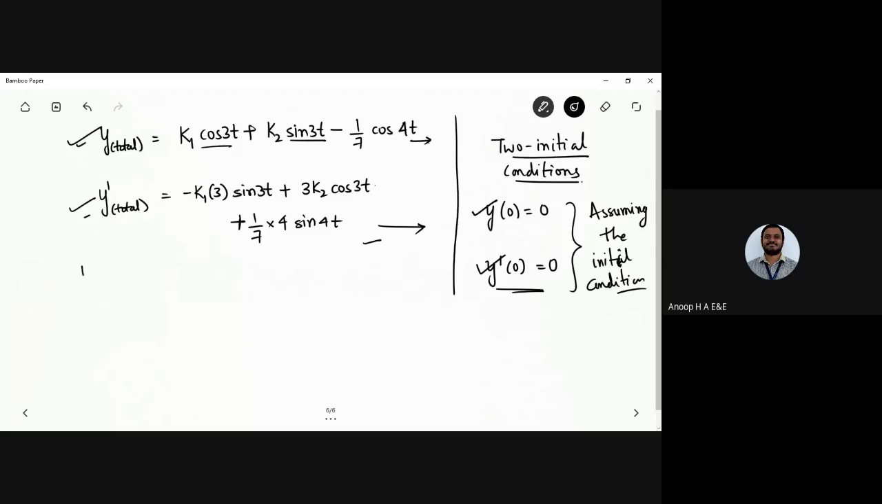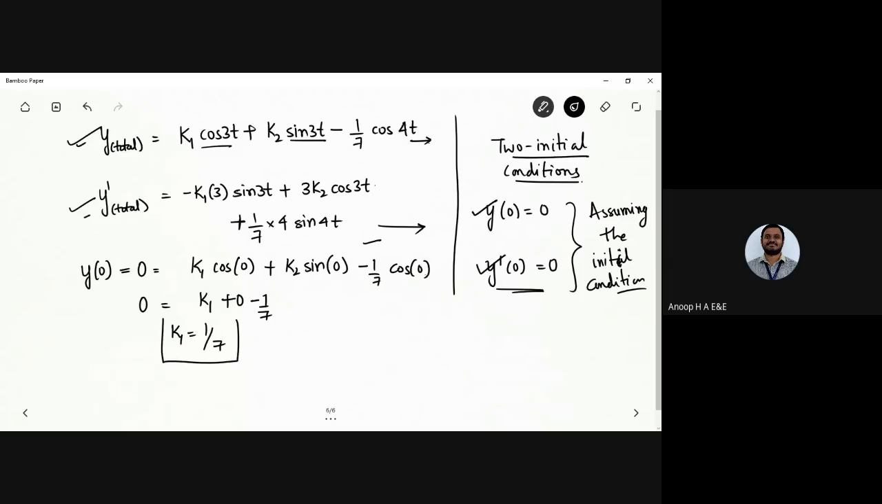Now, what I do is substitute t equal to 0 in the total response: k1 cos 0 plus k2 sin 0 minus 1 by 7 cos 0 is equal to 0. Cos 0 is 1. So k1 plus 0 minus 1 by 7 equals 0. The value of k1 is found to be 1 by 7.